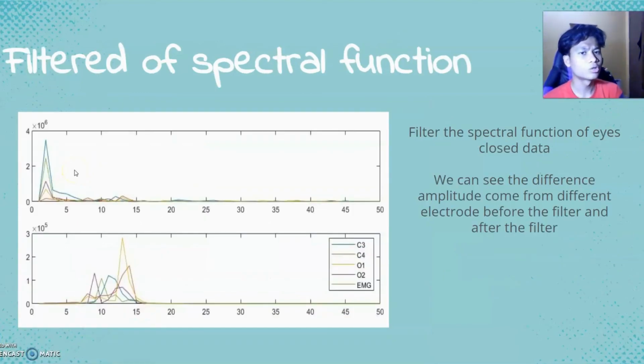Okay, next we filter the spectral function. But before that, there are two types of frequency domain, which are FFT and spectral. In this report, we use the spectral function. So we filter the spectral function of eyes closed data, and we see the result of the filter. Before filter, we can see the highest peak comes from blue color, which is the C3. But after filter, the highest peak comes from yellow color, which is the O1, the occipital region.